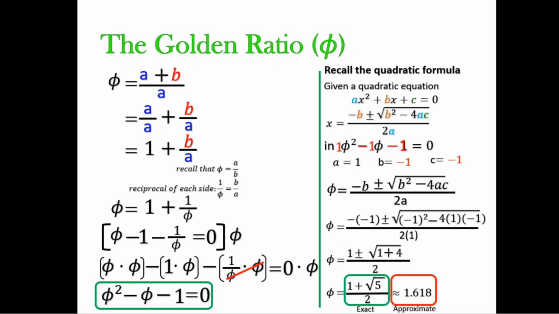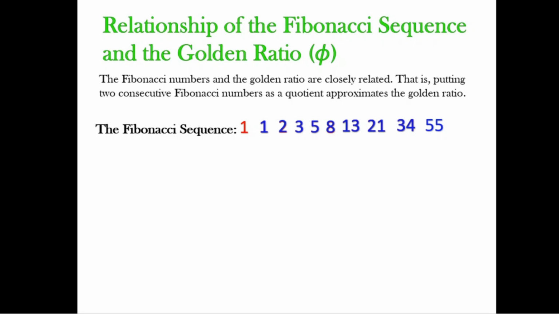And what is this? This is the value of phi. This is the golden ratio. 1 plus square root of 5 all over 2 is the exact value of the golden ratio, and 1.618 is just an approximation. Just like your pi, you're saying that the value of pi is 3.1416, but 3.1416 is not the exact value, but simply an approximation of pi. So there you have it, the value of your golden ratio.